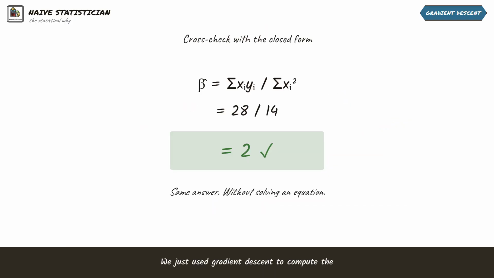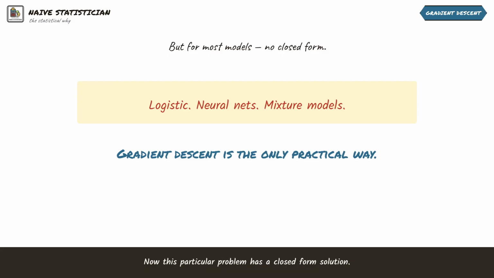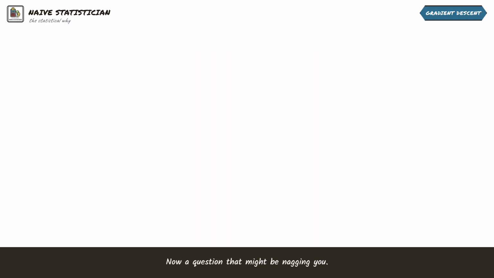We just used gradient descent to compute the least square estimator by hand from scratch. Now this particular problem has a closed form solution. Beta hat equals the sum of xi yi divided by the sum of xi squared, which equals 28 divided by 14, which equals 2. So we did not strictly need gradient descent here. But for models without a closed form, logistic regression, deep neural networks, anything non-trivial, this iterative procedure is the only practical way. Now a question that might be nagging you.